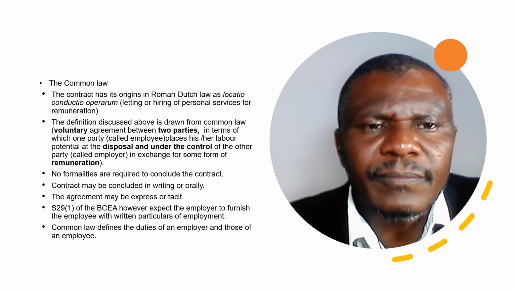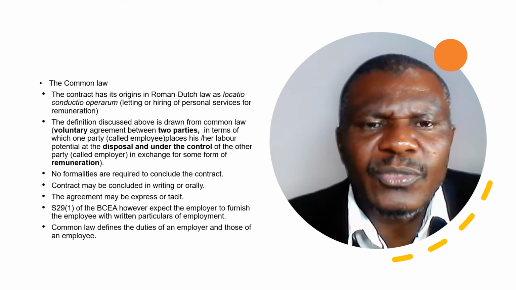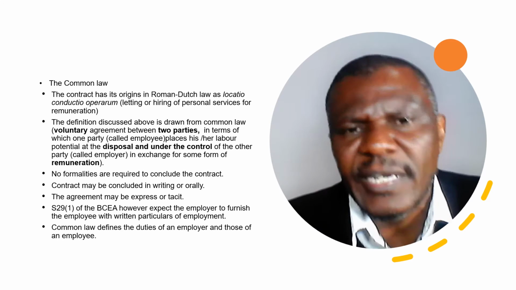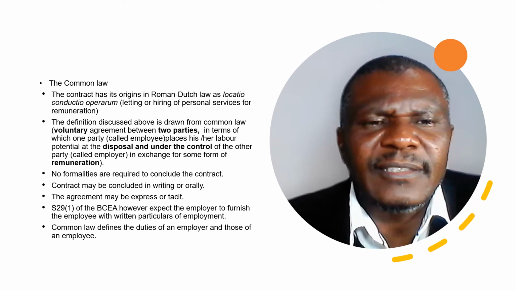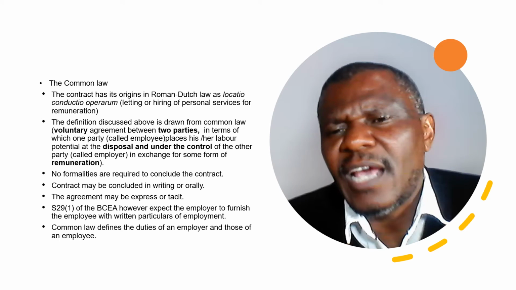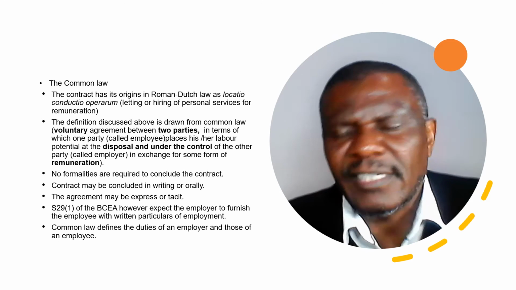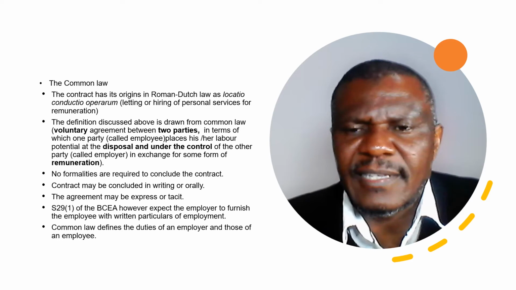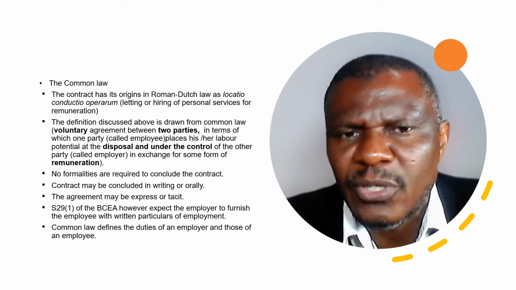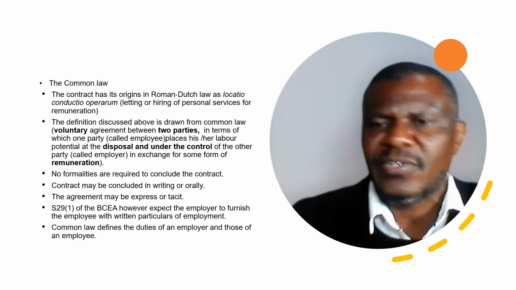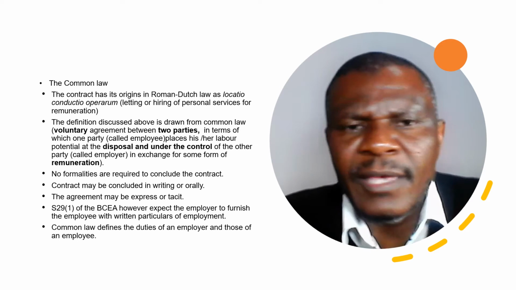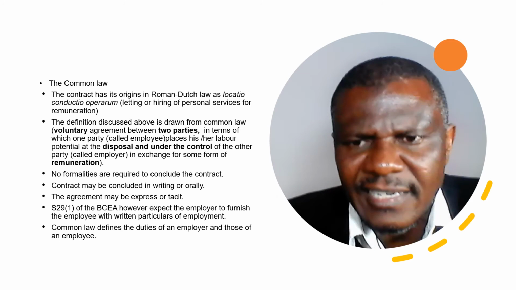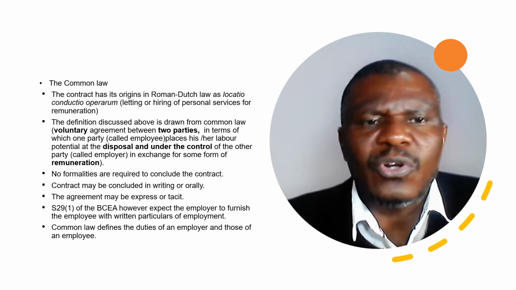It says no formalities are required to conclude that contract. It may be concluded orally or in writing, and the agreement may be express or tacit, sometimes by just way of giving instructions to one person, and then they take the instructions and they begin to do the work, and you pay them at the end of whatever period. Then a tacit agreement has come into place. It has not been expressly stated, but it's been tacitly concluded.